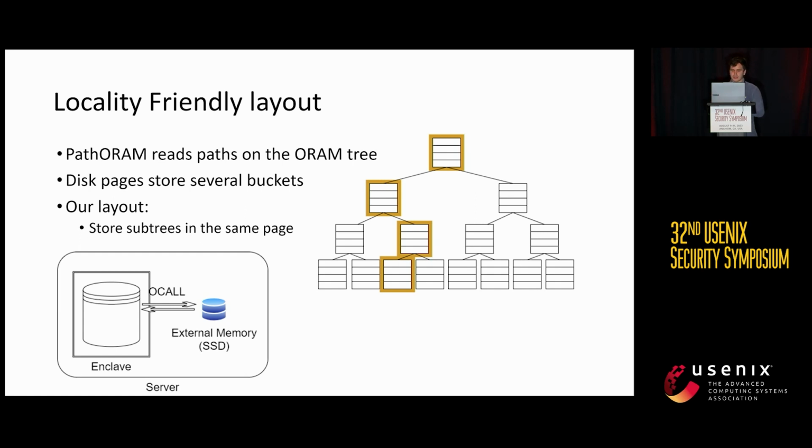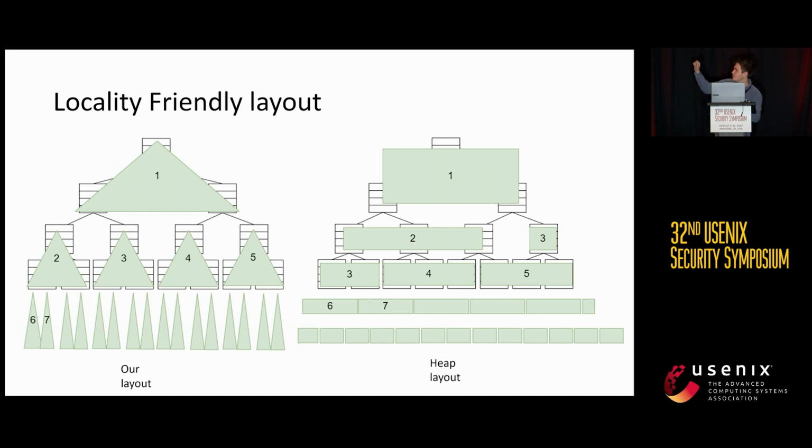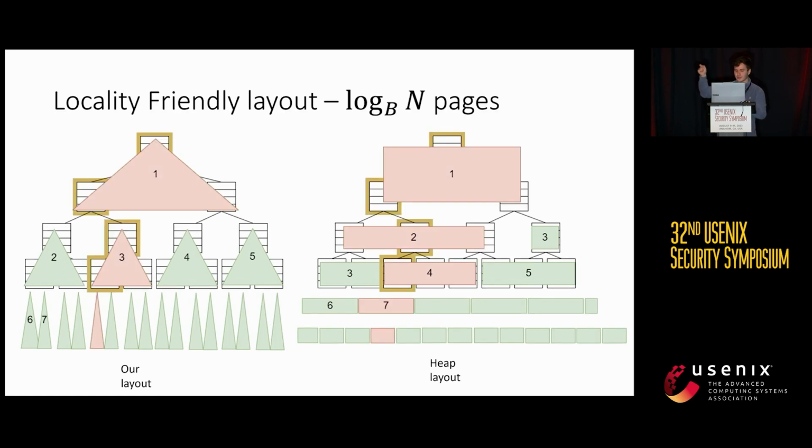the main idea is that whenever we read paths from ORAM, we always read the full path. But the way that the pages are stored on disk, or outside of the enclave, is that we can have several nodes that fit inside of a page. And so we want to try to pack nodes such that when we read a path, we read the minimum number of pages. So we store the buckets in subtrees, and this allows us, whenever we read a path in ORAM, to read a smaller number of pages from external memory.